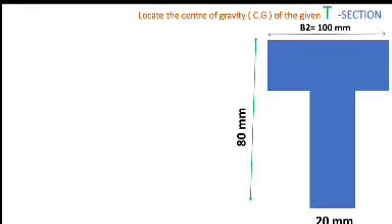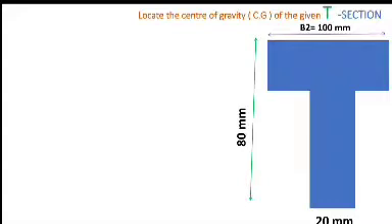Now coming to the problem, the dimensions of a T section are given here. The question is: locate the center of gravity CG of the given T section. A T section contains a top flange and a bottom web. The dimensions of the web are 20 mm by 60 mm, whereas the dimensions of the top flange are 100 mm by 20 mm.